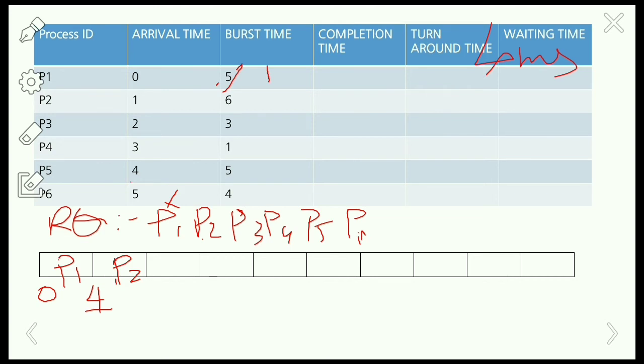P2 will execute for 4 units of time. 6 minus 4 is 2, so the remaining time is 2. P2 executes for 4 units of time, so the time is now 8. At time 8, what processes are available in the ready queue? P6 has also entered the ready queue.